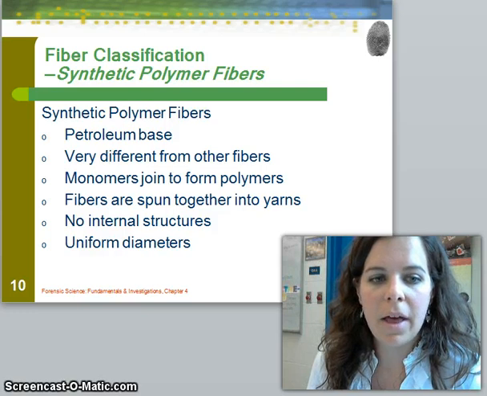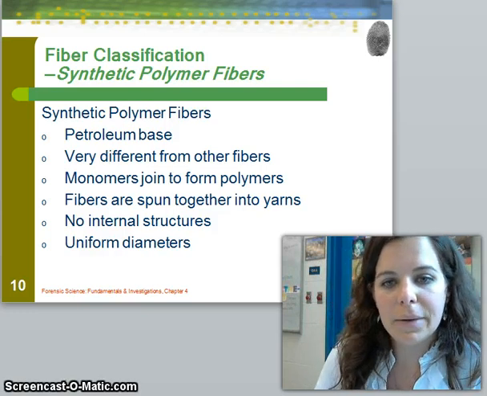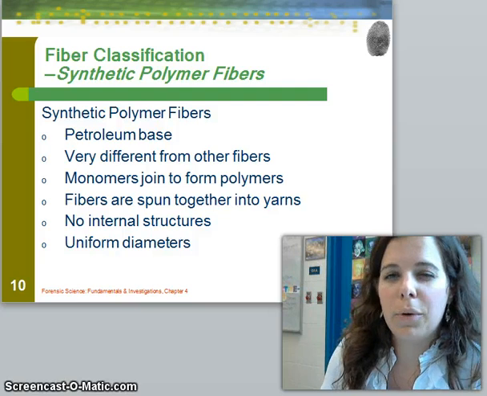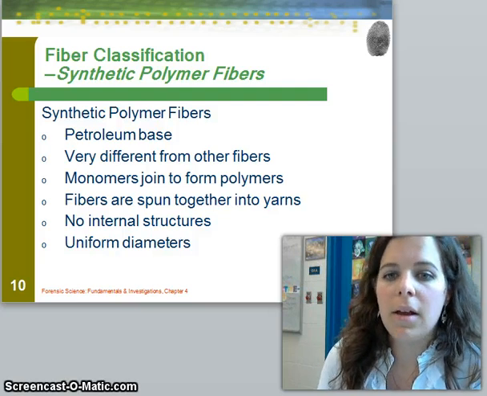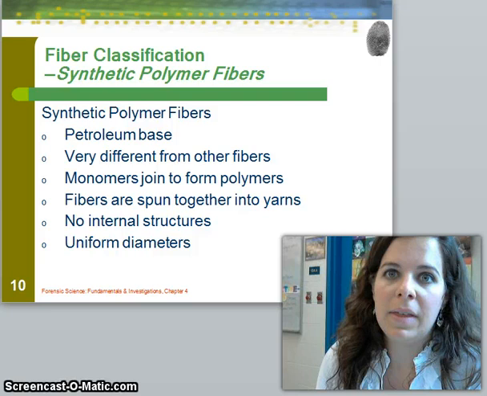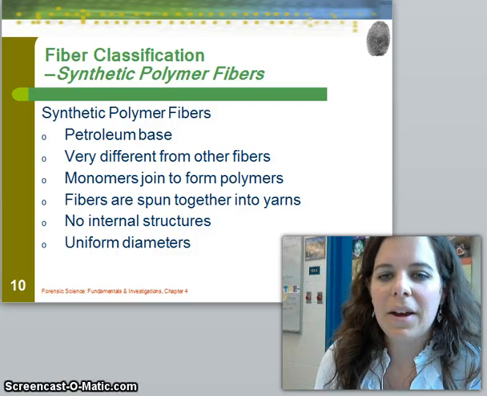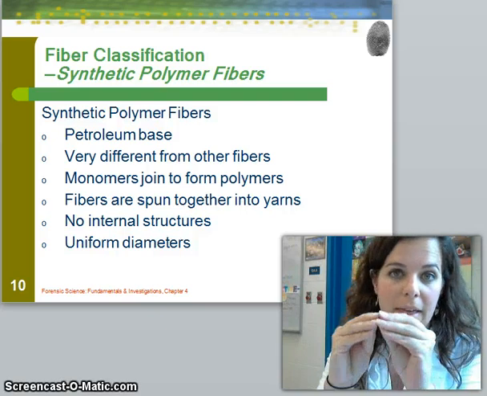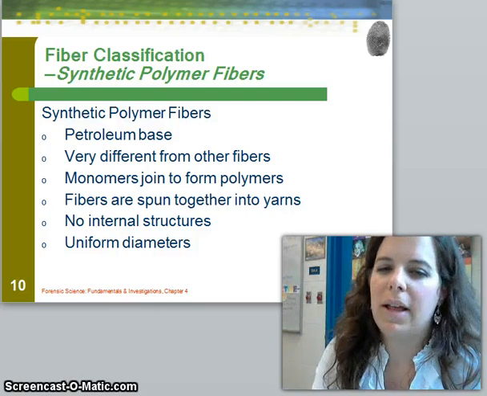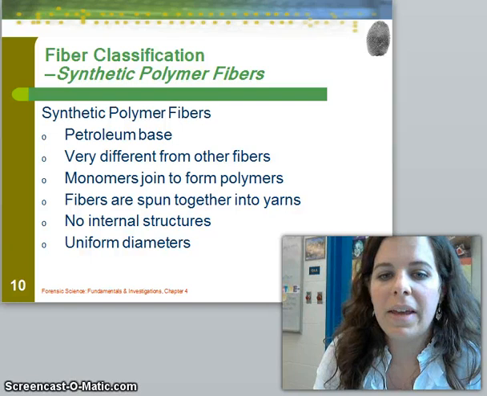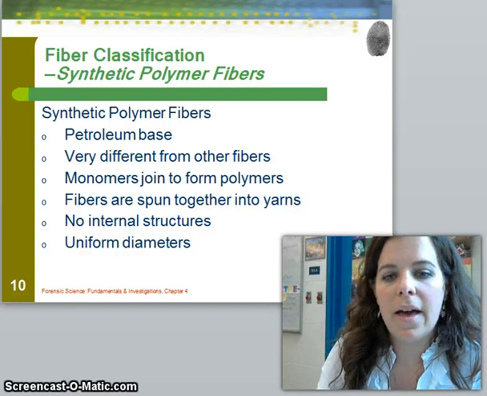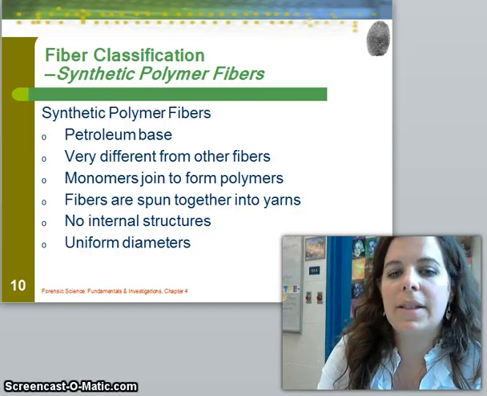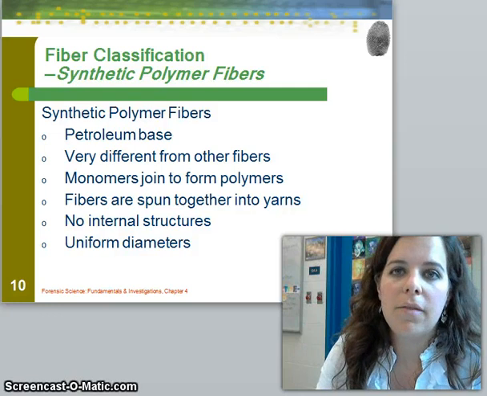Then they have synthetic polymer fibers, which are different than synthetic cellulose fibers. They have a petroleum base. They're made from gasoline, or the same thing that gasoline is made from, excuse me. They're really different from other fibers, and what they do is they take monomers and join them all together and make a very long polymer. And if you took chemistry, that should sound familiar. Then they spin the fibers together into yarns. There's no internal structure in these fibers, and they're very, very uniform from how they're made.